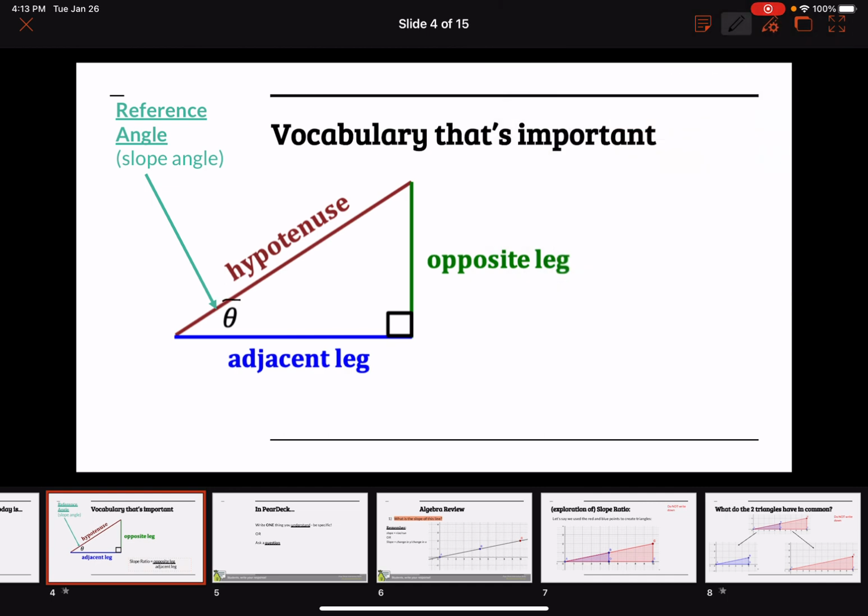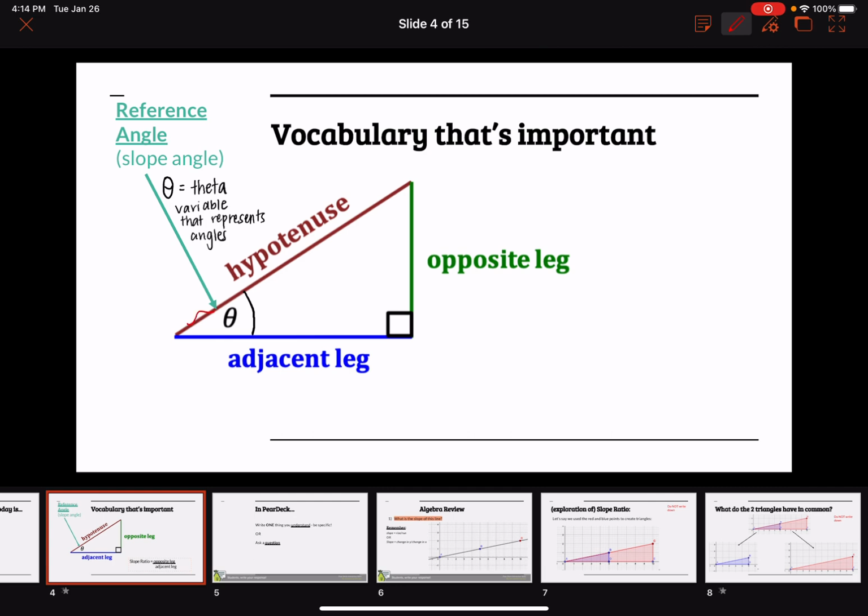First, we have this here. We call this the reference angle or the slope angle. This symbol is said out loud, theta. It is a variable like x or y that represents angles. So this right here is this angle. Theta is that angle.